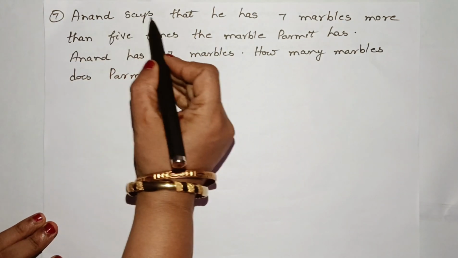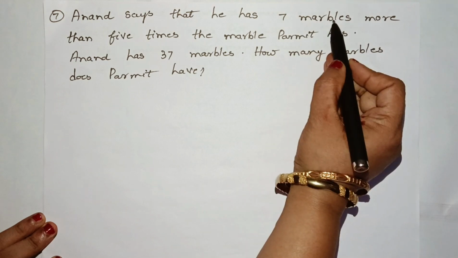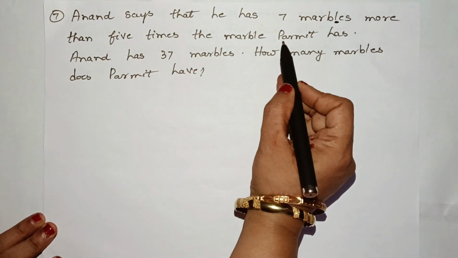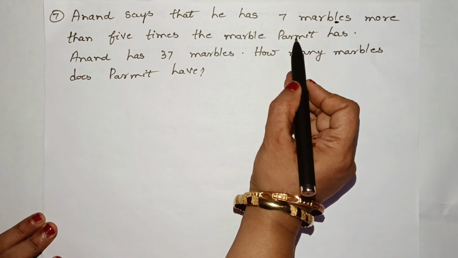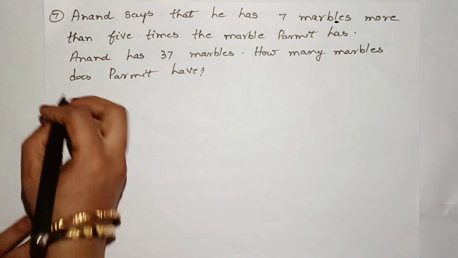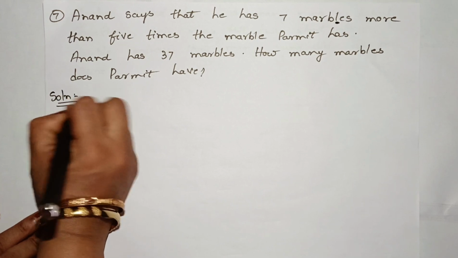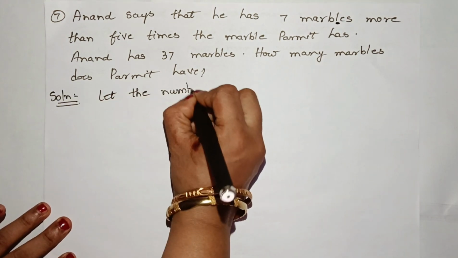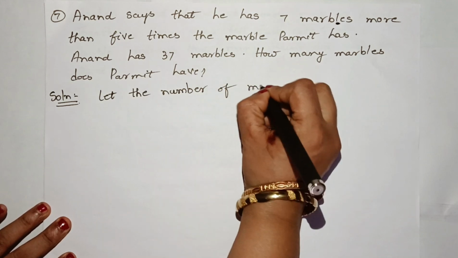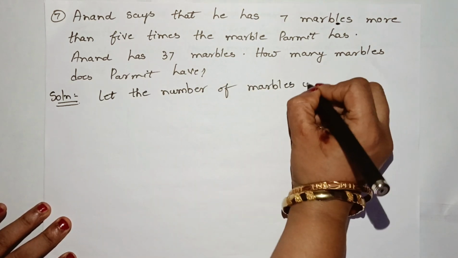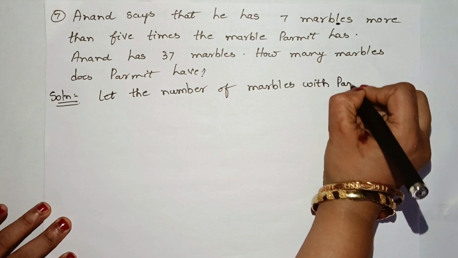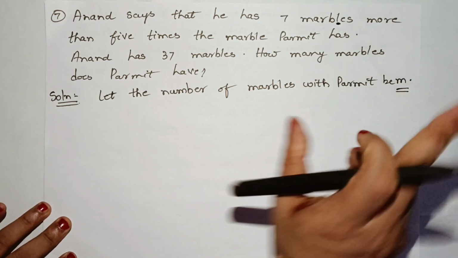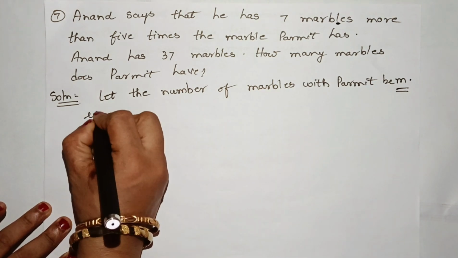Question 7. Anand says that he has 7 marbles more than 5 times the marbles Parmeet has. Now, here we don't know how many marbles Parmeet has. So, for that, what should you write? Solution. Let the number of marbles Parmeet has be m. You can take any variable. Okay. Now what is given?